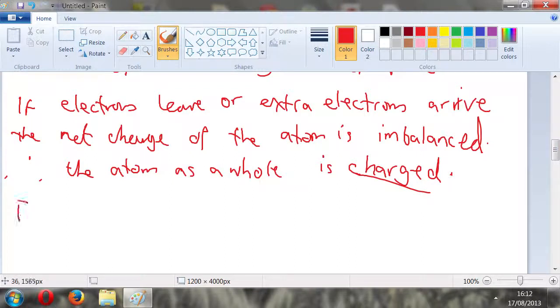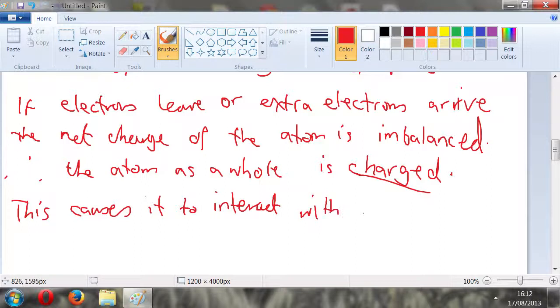This causes it to interact with charged particles. So it's electrically active here, with charged particles and other charged atoms nearby.